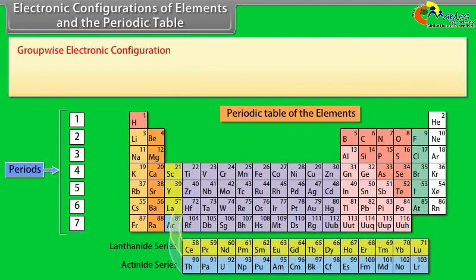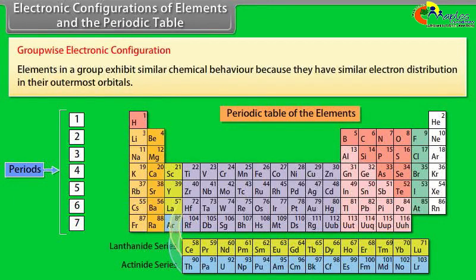Group-wise electronic configuration. Elements in a group exhibit similar chemical behavior because they have similar electron distribution in their outermost orbitals.